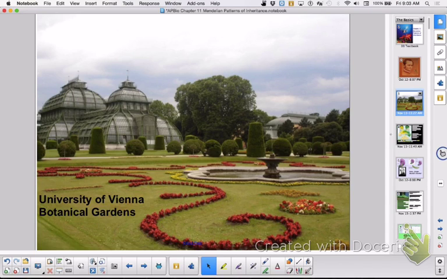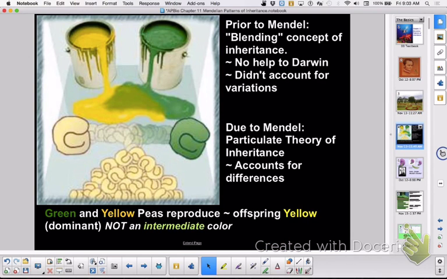Before this, there was this idea of blending, this blending concept, that you are a mix of both of your parents. And there are some traits that play out that way. It's called incomplete dominance, when you cross a red flower with a white flower and you get a pink flower. There are some things where it appears like blending.